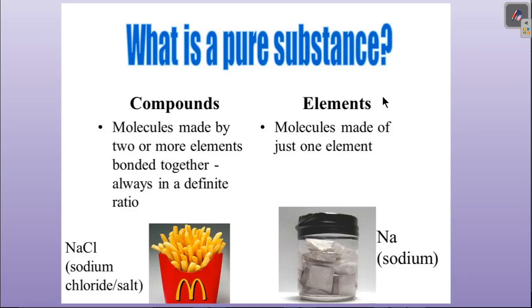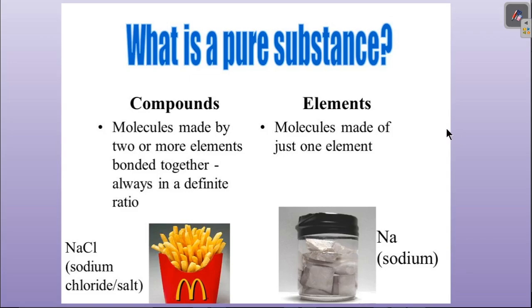So, review. What is a pure substance? You have compounds and elements. Remember, the elements are in your periodic table. You have more than 100 of them. 92 occur naturally in nature, and they are just atoms or molecules. Elements can be atoms or molecules. Most of them occur in atom form.